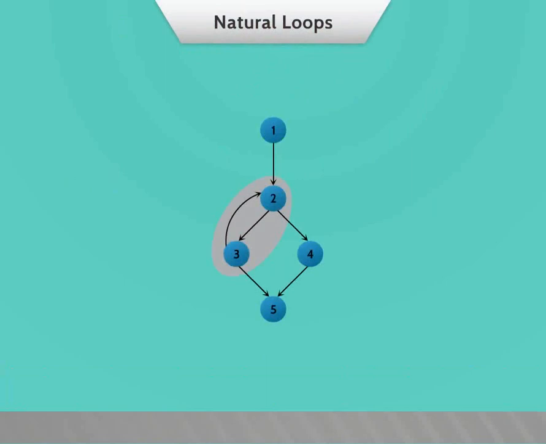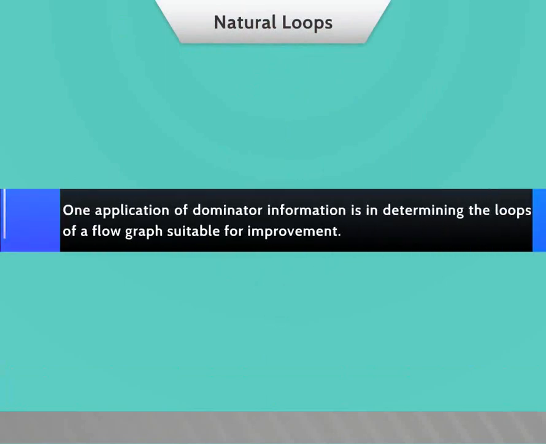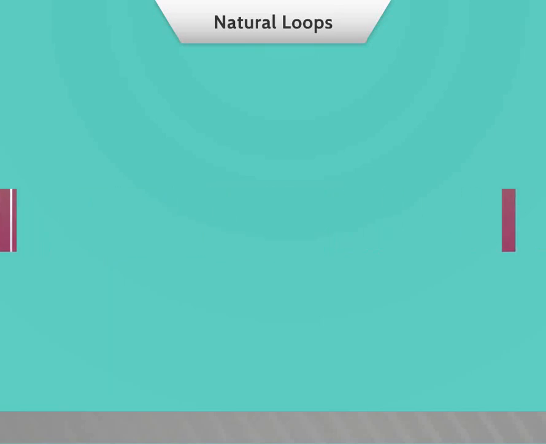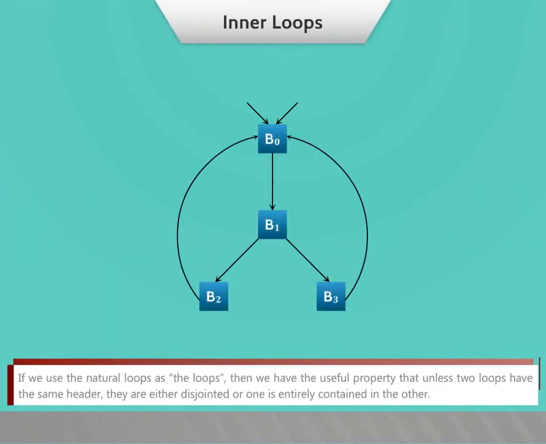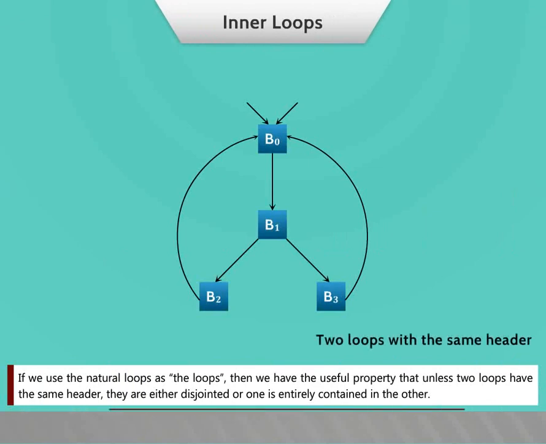Natural loop. One application of dominator information is in determining the loops of a flow graph suitable for improvement. Inner loop. If we use the natural loops as the loops, then we have the useful property that unless two loops have the same header, they are either disjoint or one is entirely contained in the other.